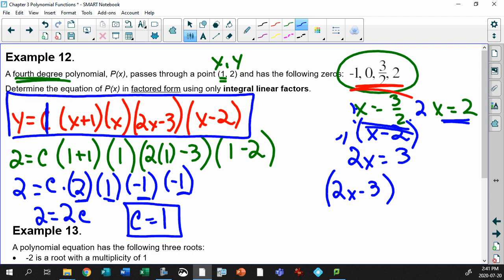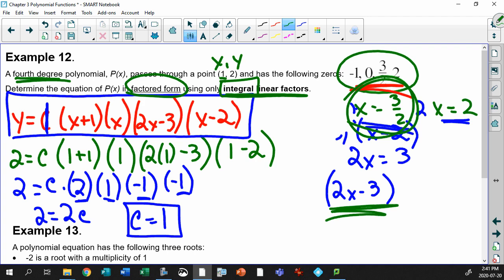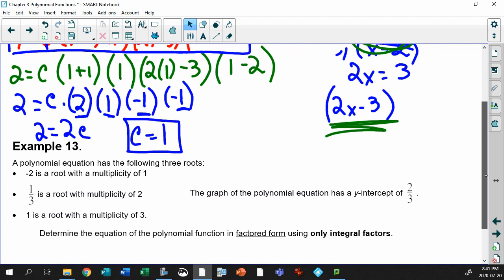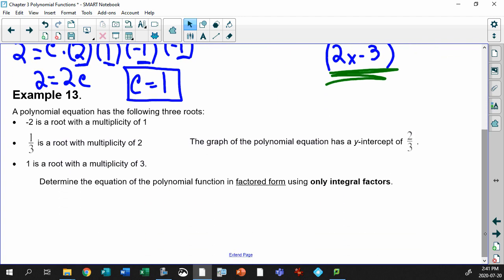Now, if you read the rest of the questions, one thing that I didn't tell you about in this question is that, yes, they wanted it in factored form, but remember, it wanted only integrals, which means only integers. That's why we had to take this 3 over 2 and actually figure that out to be that. Well, that's simple enough to do, isn't it? Yeah, so let's make it a little bit more challenging. Let's take a look at the last example of this unit.